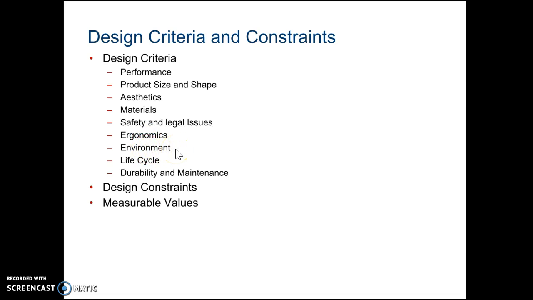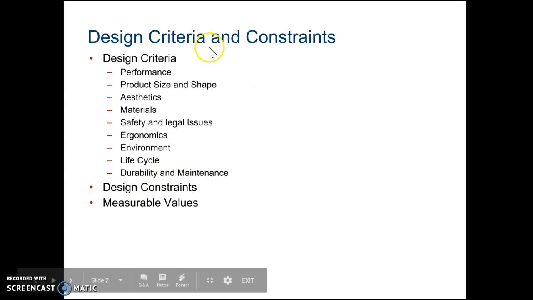Are there environmental factors? Is the life cycle of this going to be important? Are we making something disposable, or are we making something that's supposed to last? And is it going to require maintenance? So we're thinking about whether these things should go into the design constraints.